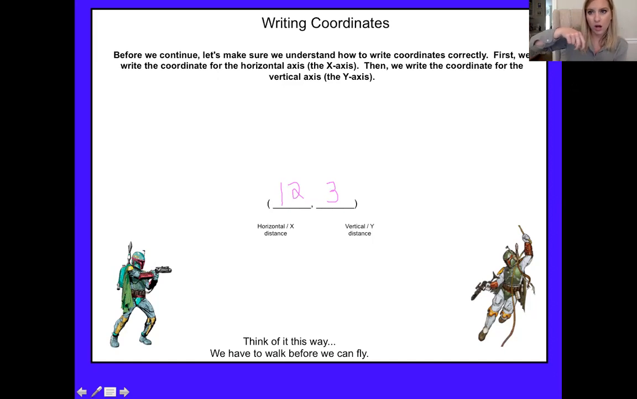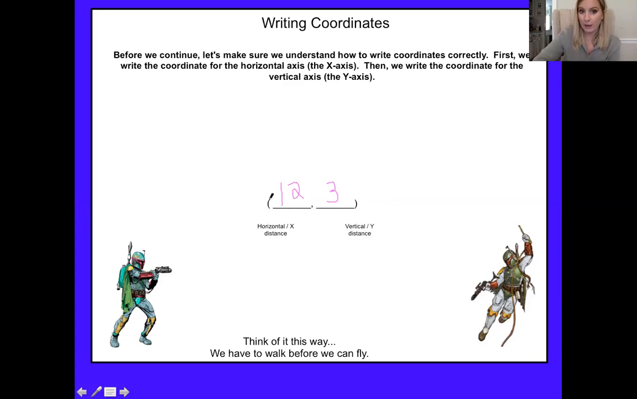So think of it this way. We have to walk before we can fly. Now, if you messed up and put 3, 12, it would send you in a completely different, opposite direction, in a different quadrant, okay? So very important that we always write the x first.